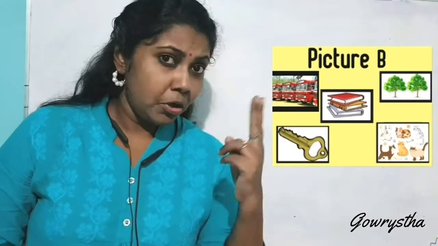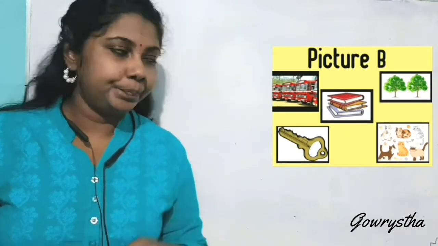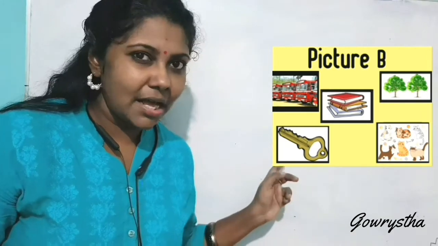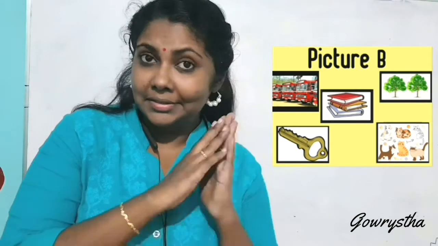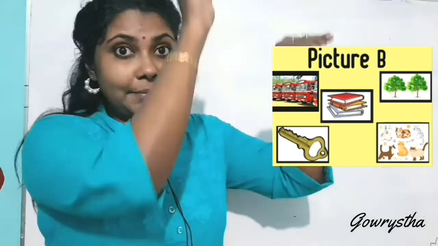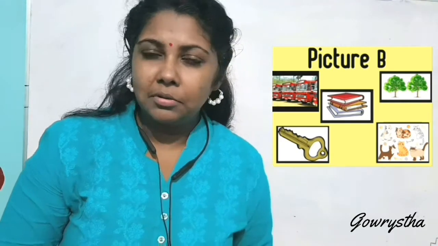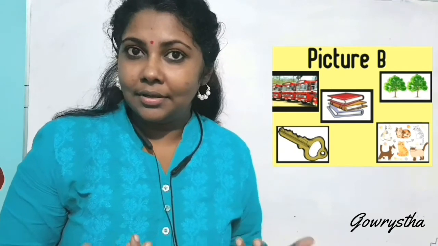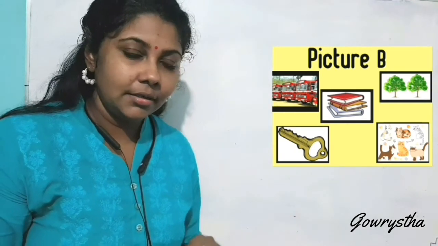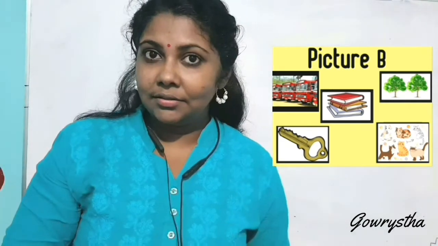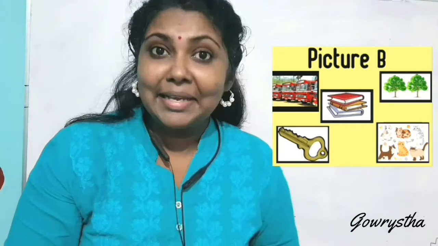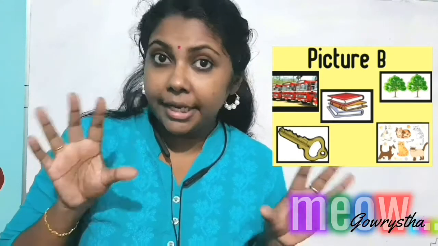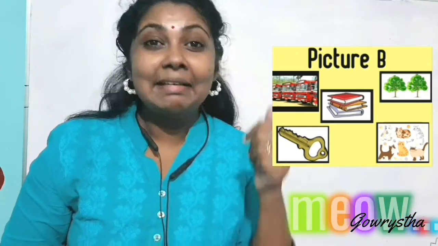Now, look at picture B. B. Some can walk, eat, sleep, climb. Who? Which? Picture B, not A. Picture B. Walk, eat, sleep, climb. Good. Cats.